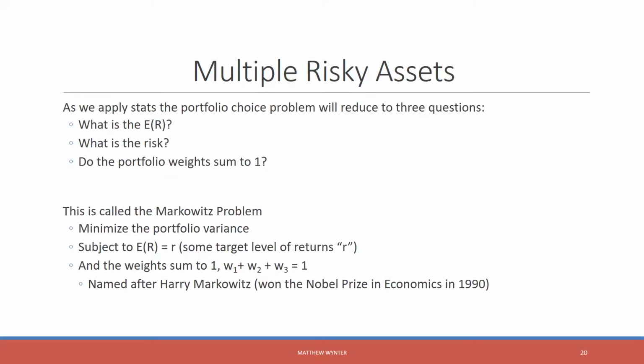As we apply stats to the portfolio choice problem, it's going to reduce to 3 questions. What is the expected return? What is the risk? And do the portfolio weights sum to 1? This whole idea is called the Markowitz problem. And the idea is to minimize portfolio variance subject to expected returns reaching some target level and your portfolio weights summing to 1. This was named after Harry Markowitz, who won the Nobel Prize in Economics in 1990.